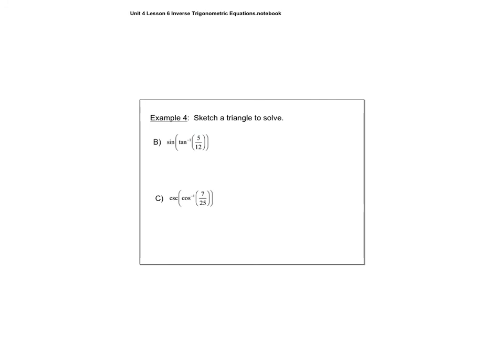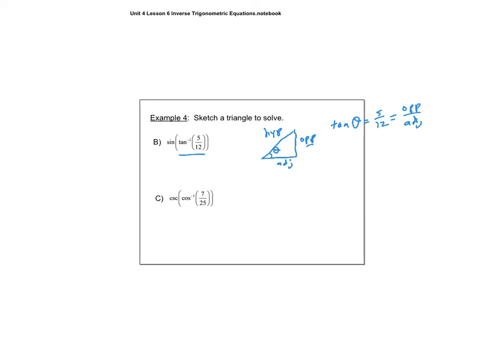So I'm supposed to sketch out a triangle to solve this one. So I'm going to call that my angle theta. Tangent, starting here on the inside. So the tangent of theta is equal to 5/12. So tangent is opposite over adjacent. So straight across from the angle is your opposite. This is your hypotenuse. This is your adjacent.